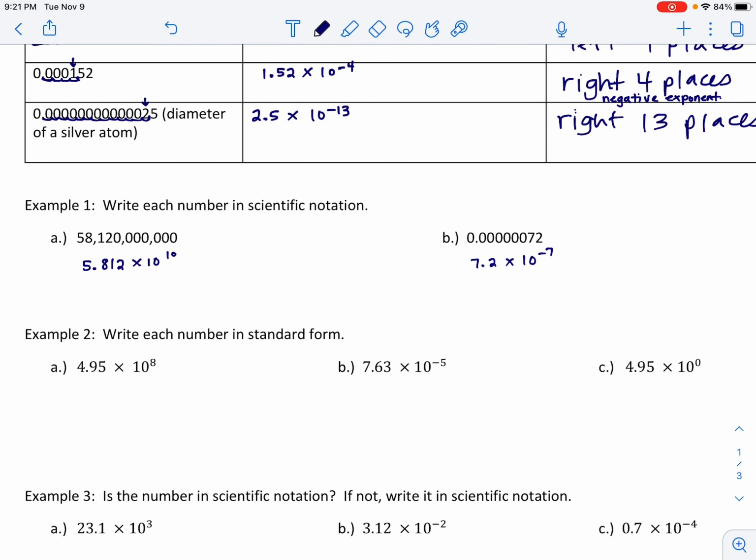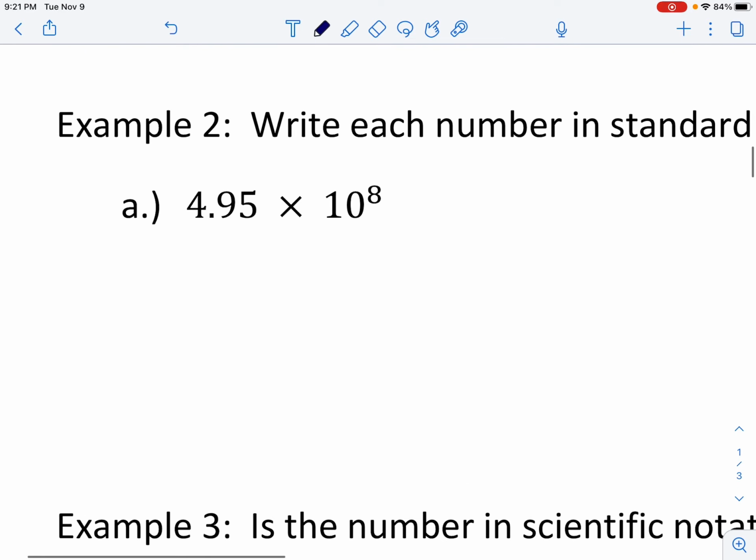All right, so now that we know how to write each number in scientific notation, now we're going to write each number in standard form. We're going to work backwards. We're given scientific notation and now we have to work backwards. What does that mean? If I have a positive exponent, that means I'm going to go the opposite direction now. I'm going to be adding zeros onto the end of my number.